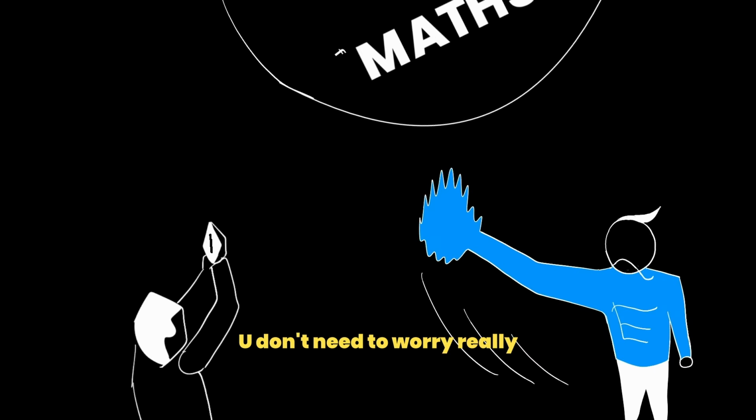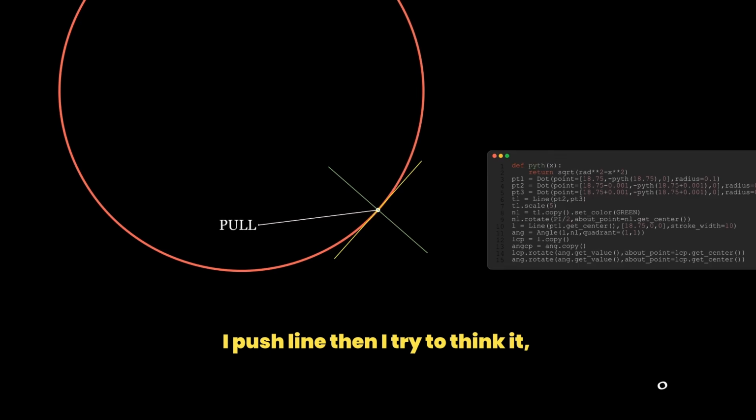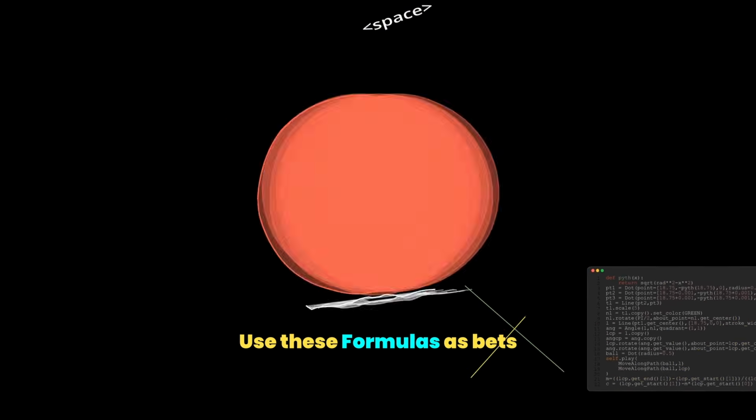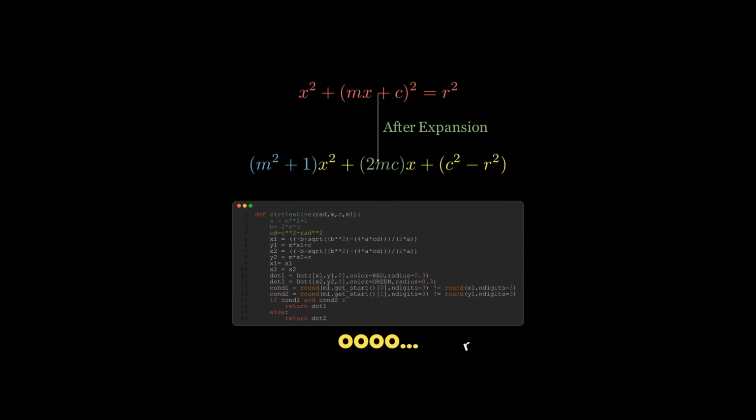You don't need to worry, really. DM me to help you. I push a line and try to think of its intersection. Now I see its slope, intercept, and need it. Use this formula as my best. Modified at best, made the function to help rest.